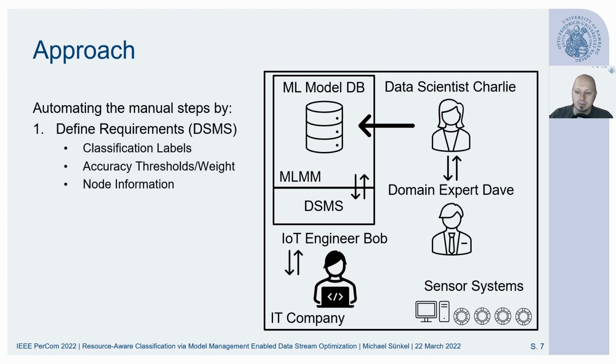The very first step is still a manual step though, which is defining the requirements of the classification pipeline to be installed. The IoT engineer needs to specify the labels that should be classified in this pipeline. He needs to specify the accuracy thresholds, meaning the minimum accuracy for each label, and also the accuracy weight. The accuracy weight tells the system how important accuracy is in contrast to resource consumption. The last information that needs to be specified is the node information.